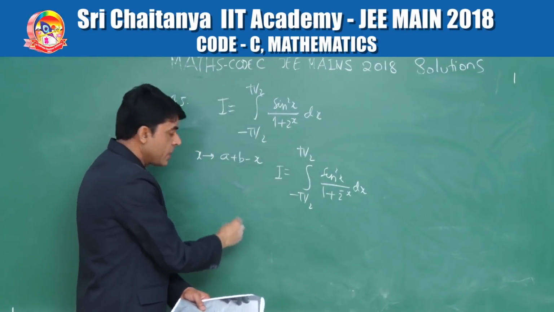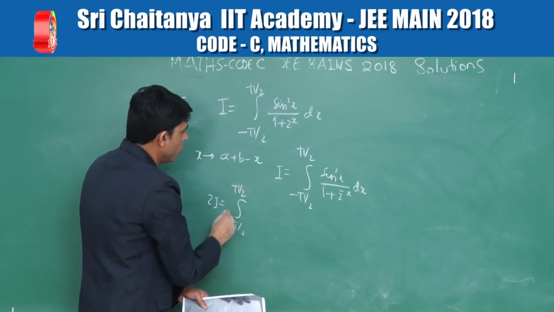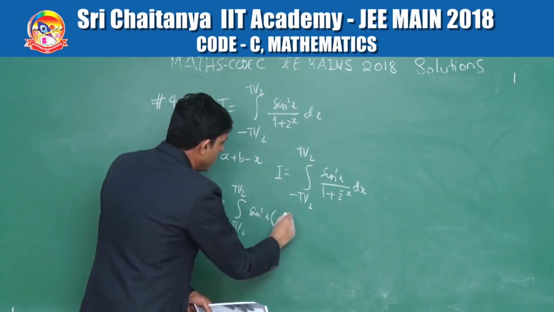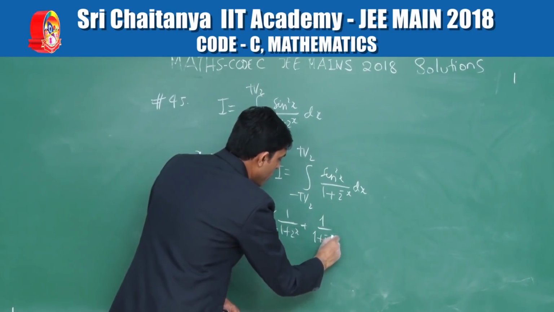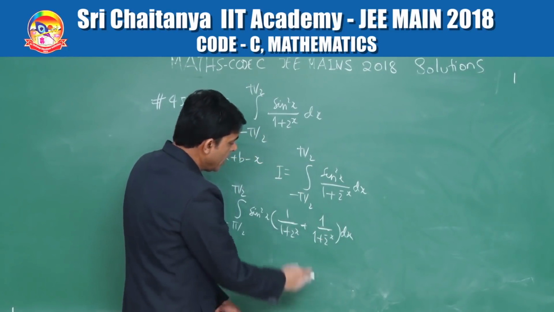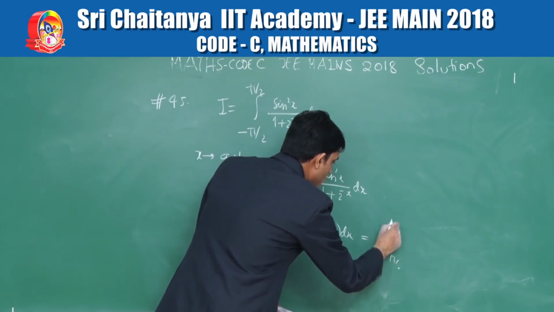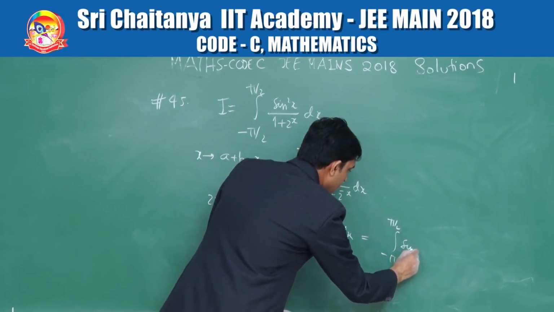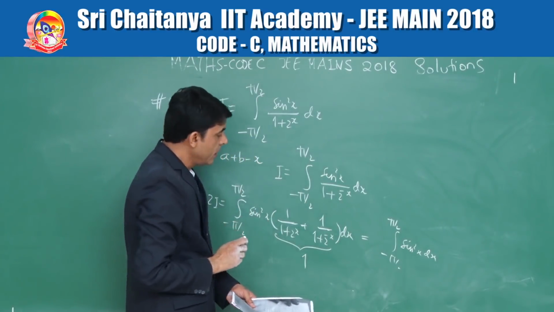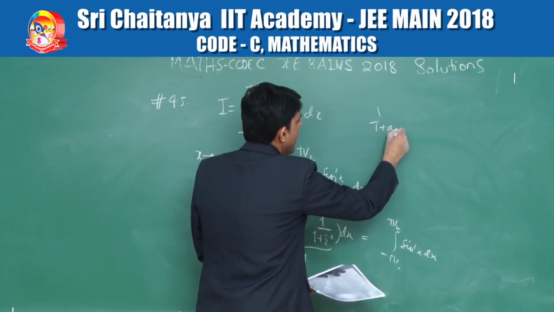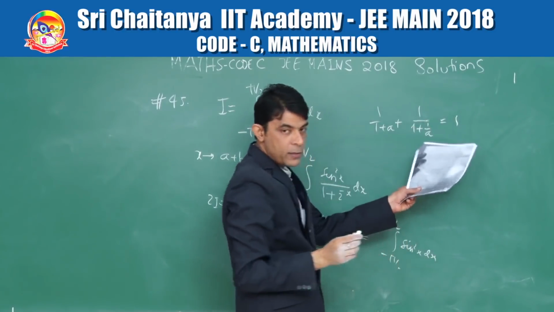Let's add them up. That gives you 2I equals the integral from minus pi by 2 to pi by 2 of sine square x, which comes out to be common, times 1 over 1 plus 2 to the power x plus 1 over 1 plus 2 to the power minus x, dx. That pretty much simplifies, and that equals the integral of sine square x dx, because that becomes 1. Indeed, you have 1 over 1 plus a plus 1 over 1 plus 1 by a equals 1. Of course, a is not 0.